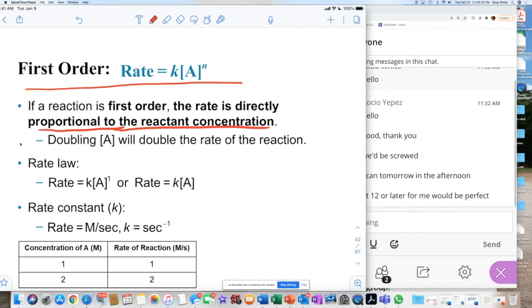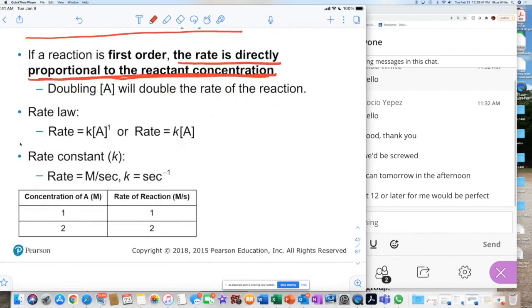In the lab, the rate of the reaction is directly proportional to the reactant concentration. Remember this formula. What does that mean? If you double the reactant concentration from the balanced equation, it will actually double the rate of the reaction. So if you want to double the rate of the reaction in the first order, just double the reactant concentration, times 1 over the coefficient.